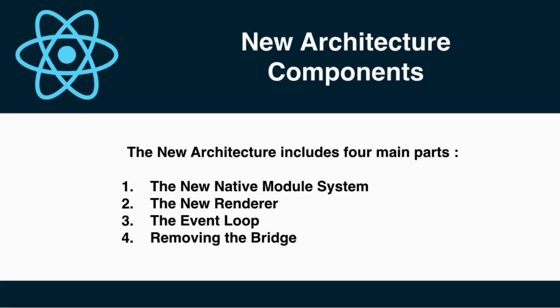To solve these problems, the new architecture includes 4 main parts: new native module system, new renderer, the event loop, and removing the bridge. The new module system allows the React Native renderer to have synchronous access to the native layer, which allows it to handle events, schedule updates, and read layout both asynchronously and synchronously. The new native modules are also lazily loaded by default, giving apps a significant performance gain.